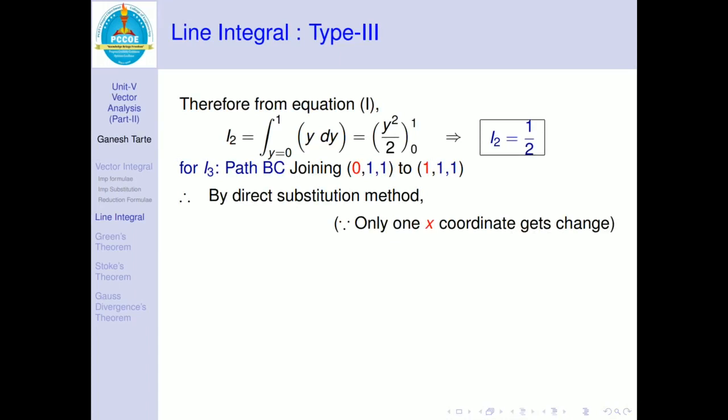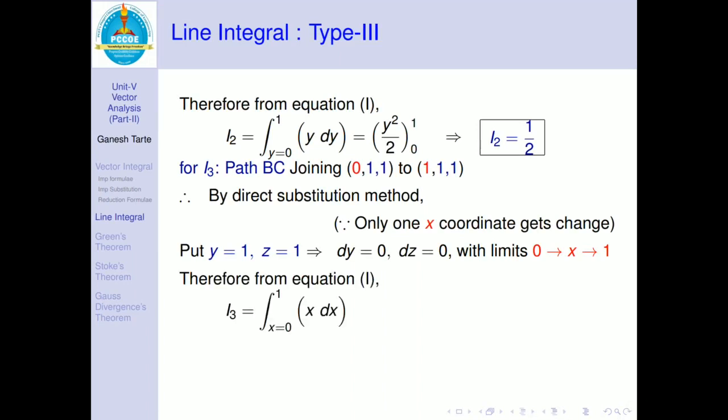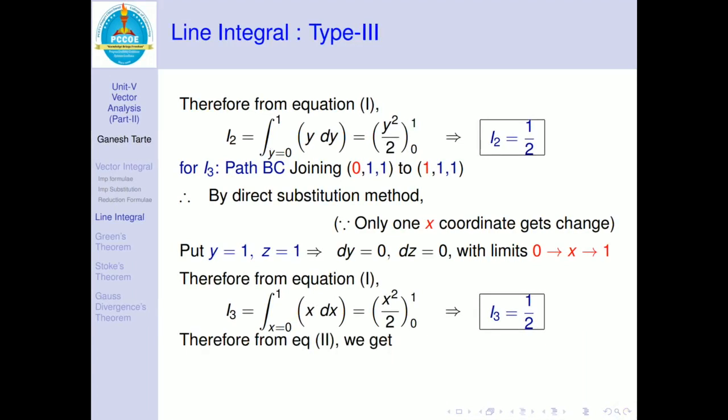Similarly we can calculate I3, that is path BC, (0,1,1) to (1,1,1). Here only x changes and y and z are 1. Therefore we use direct substitution. y equals 1, z equals 1 are the substitution. So dy becomes 0, dz becomes 0, and the limiting value is x from 0 to 1. Therefore equation 1 becomes integration of x from 0 to 1 of x dx only, which is x square by 2 from 0 to 1, so it is half. So we substitute all these values in equation 2, I1 plus I2 plus I3. So we get 0 plus half plus half. So the line integral is 1.